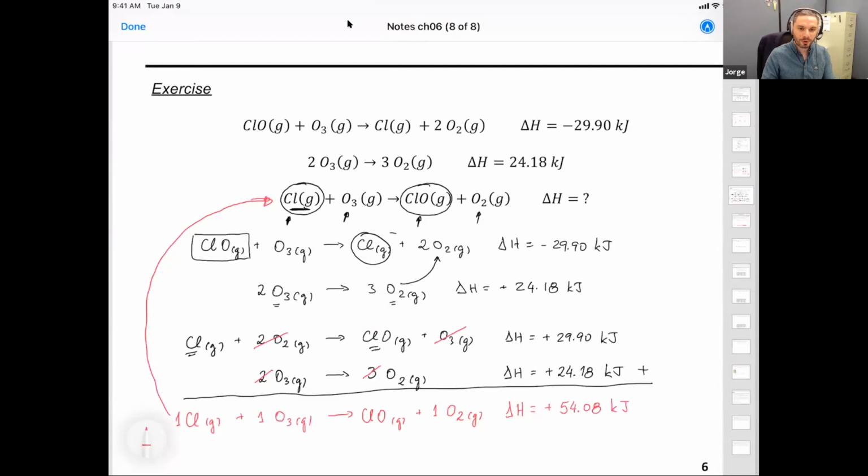Look at the problem reaction, look at the individual steps, flip or multiply the individual steps to reflect what you are looking for in the problem reaction. Remember, every time you flip a reaction, you change the delta H sign. If you need to multiply a reaction by a factor, the delta H is also going to be multiplied by the same factor.